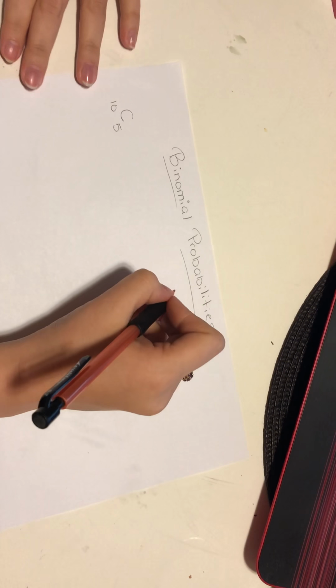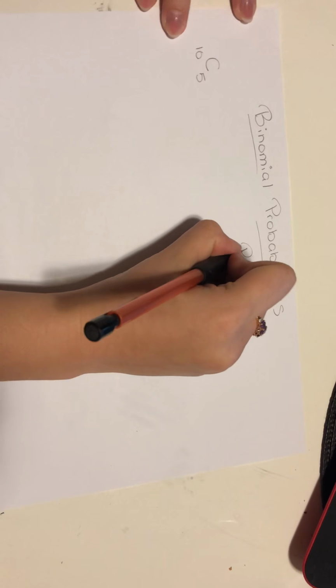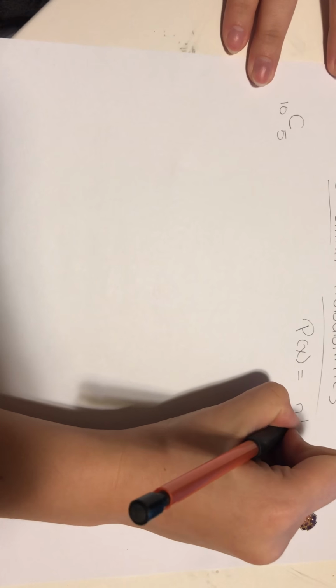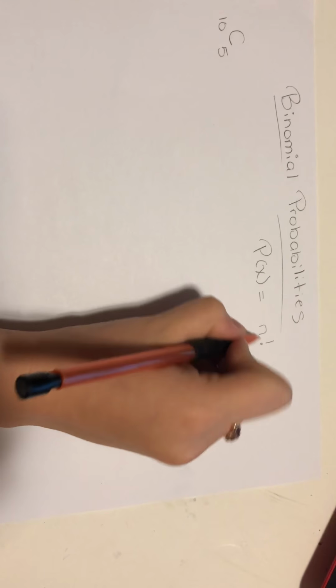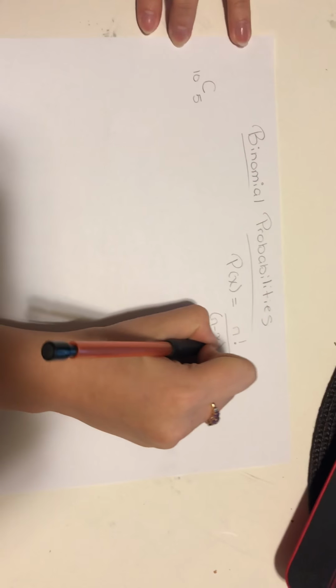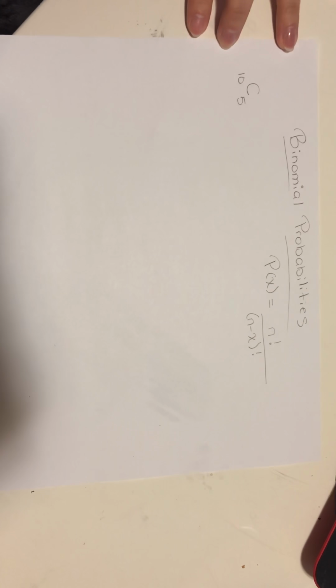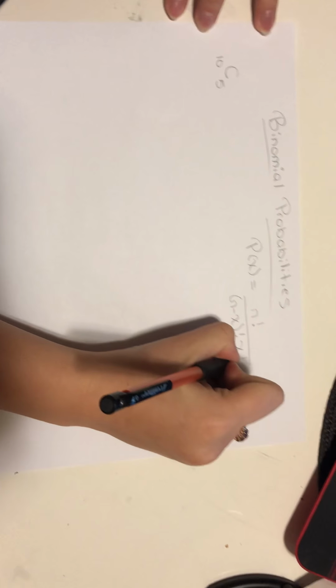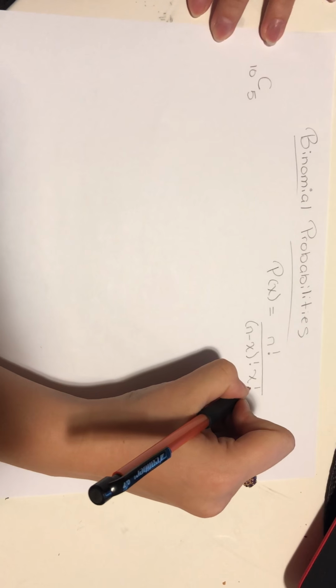Before starting anything, I want to show you the equation for binomial probabilities, which is P of X equals N choose X. This is the count of the number of ways an event can occur, and under that you subtract N and X. Adding this removes the probability of duplications.